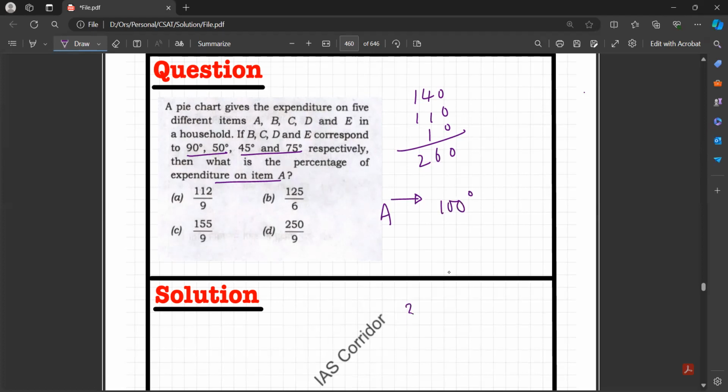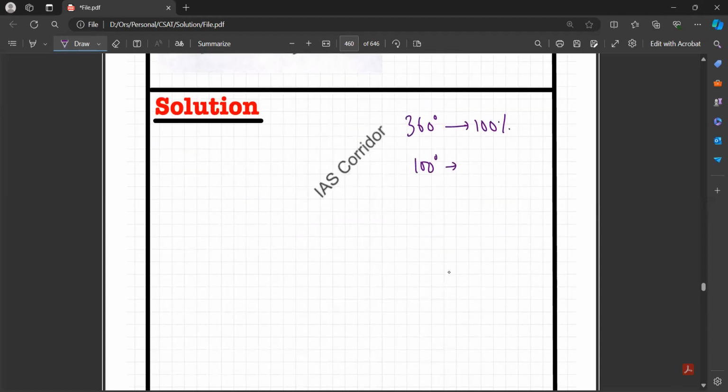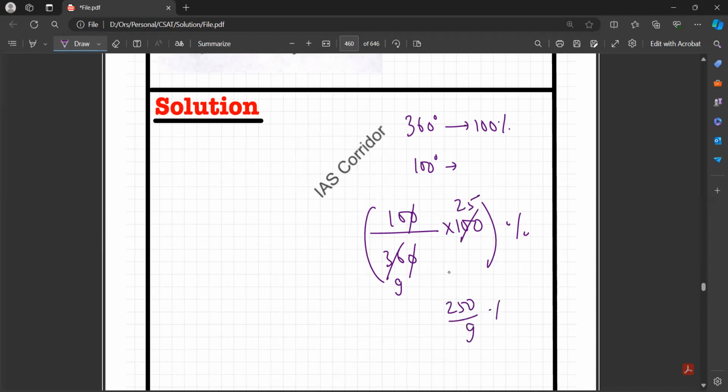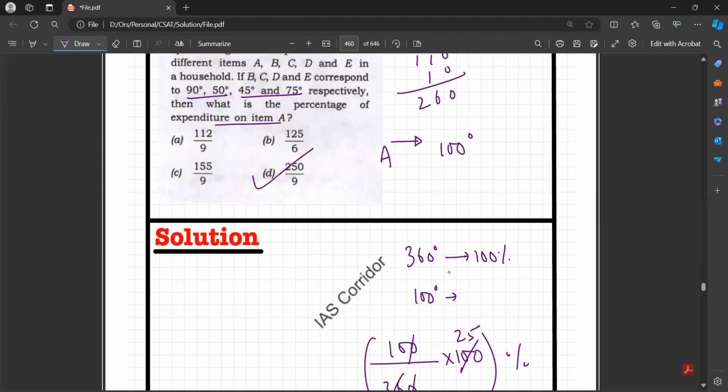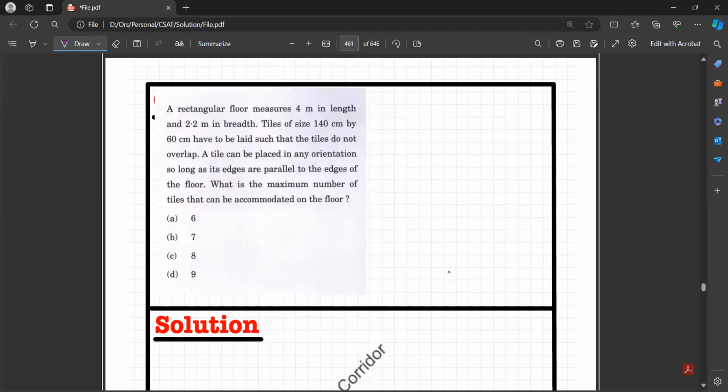Now see, 360 degrees will represent 100%. Yes or no? So 100 degrees will represent what? Tell me. 100 by 360 into 100. Yes or no? This much percentage. This 0 getting cancelled. When you cancel it by 4, you will get 9 here, and 25 here. And the answer would be 250 by 9 percent. Clear? Which is 250 by 9. Got it?